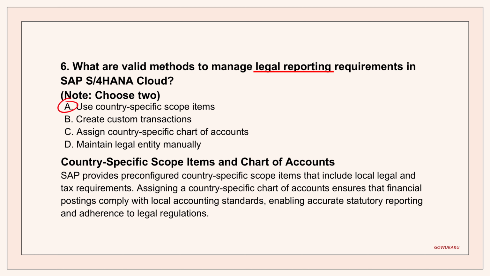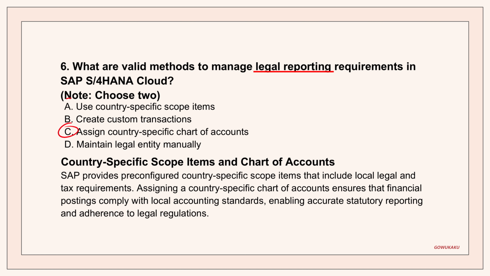The second valid way mentioned is assigning country-specific charts of accounts. So different countries can use different account structures. They can. You can set up a chart of accounts that perfectly matches the legal or tax reporting structure required in, say, Germany, and assign it to your German company code, even if your main global chart of accounts is different. But how does that work with consolidation?